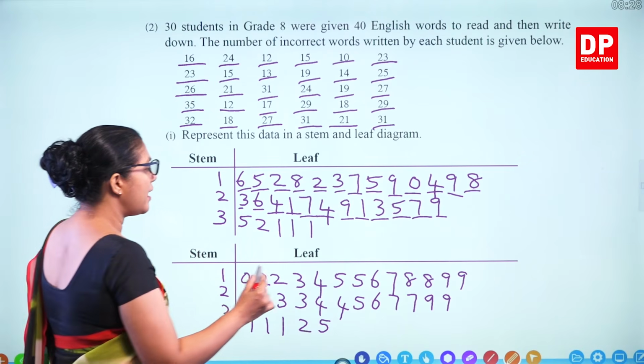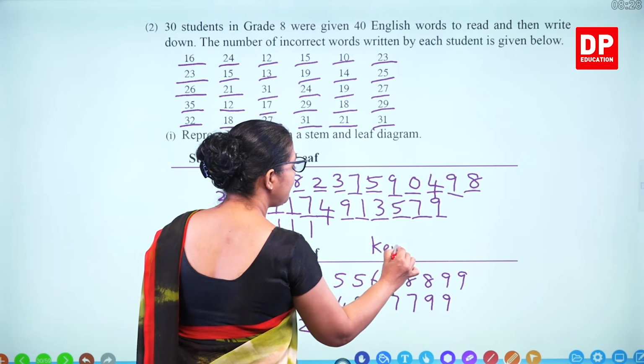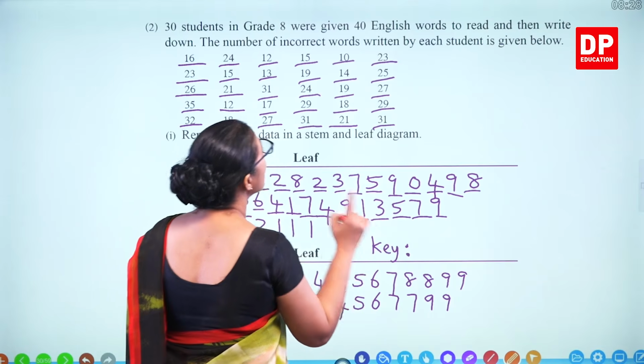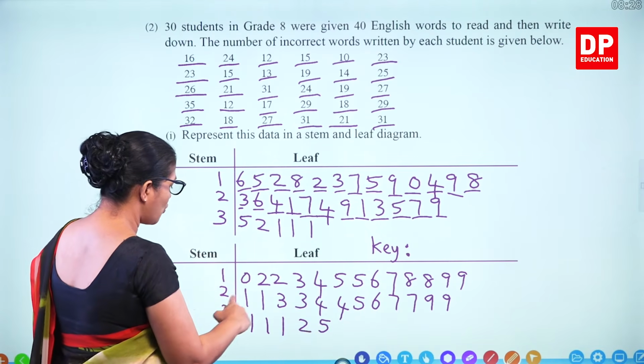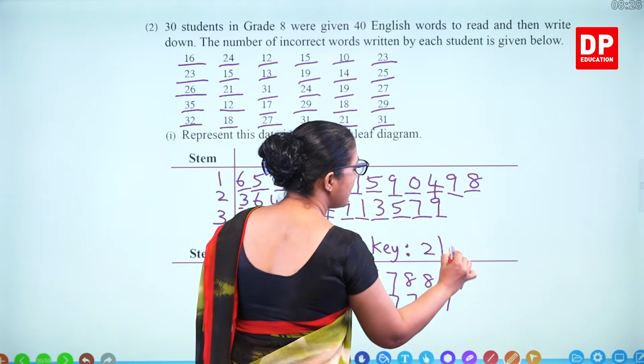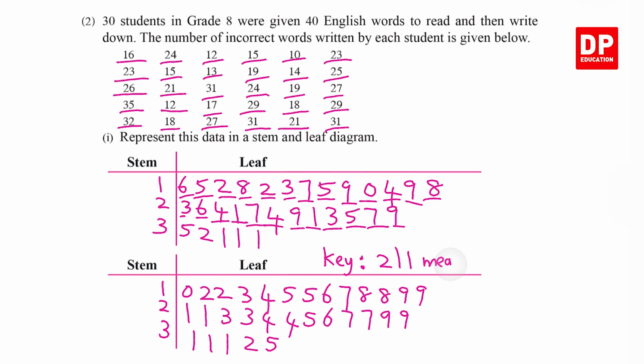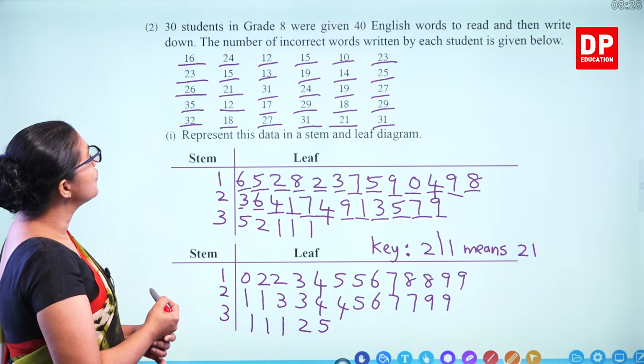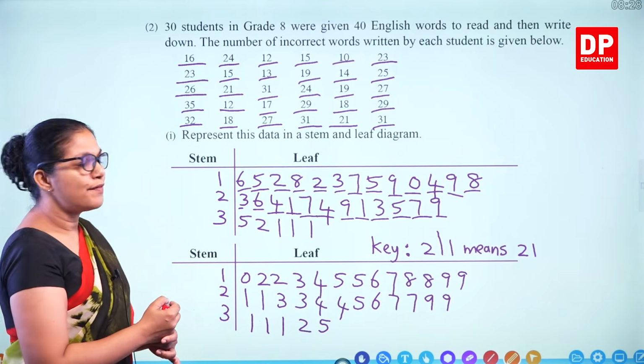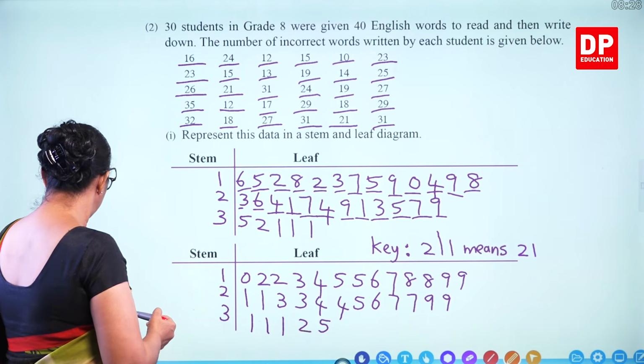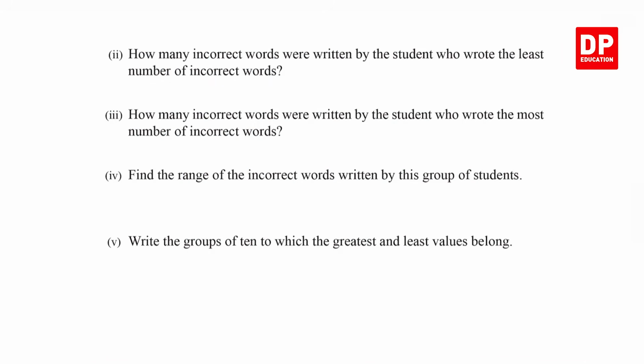Now write down the key. These are 2-digit numbers. So 2 stroke 1 means 21. So that's the stem and leaf diagram. Now we'll answer those questions.